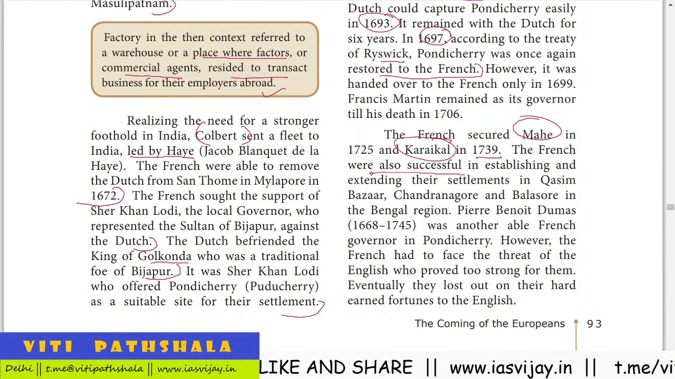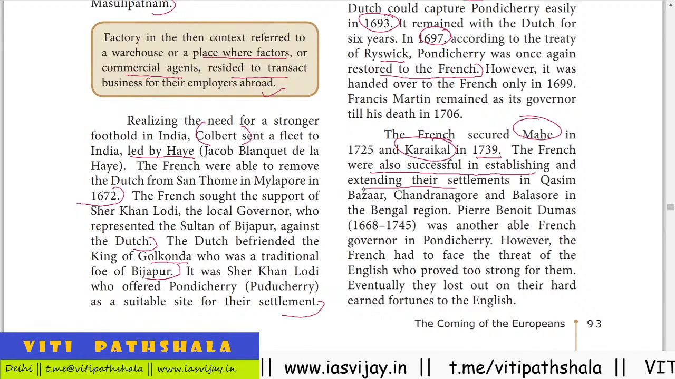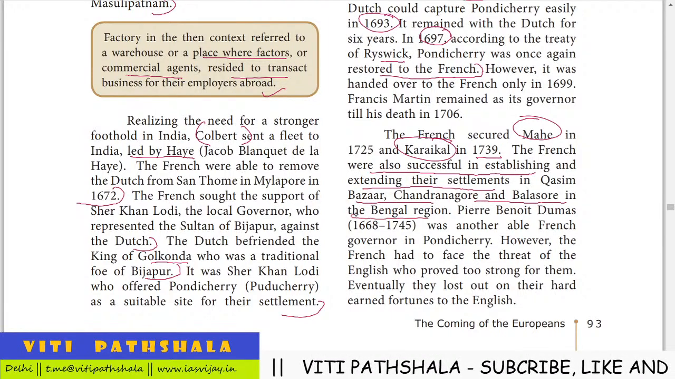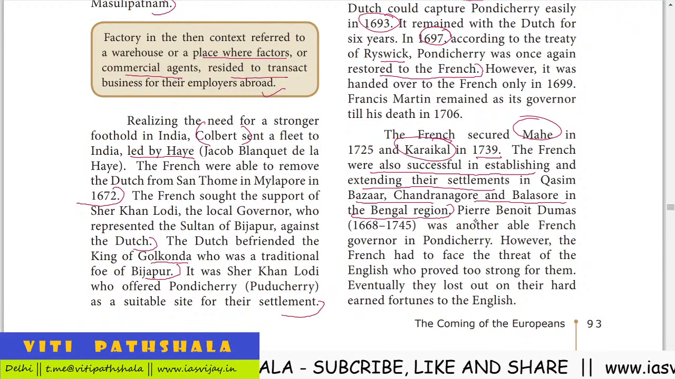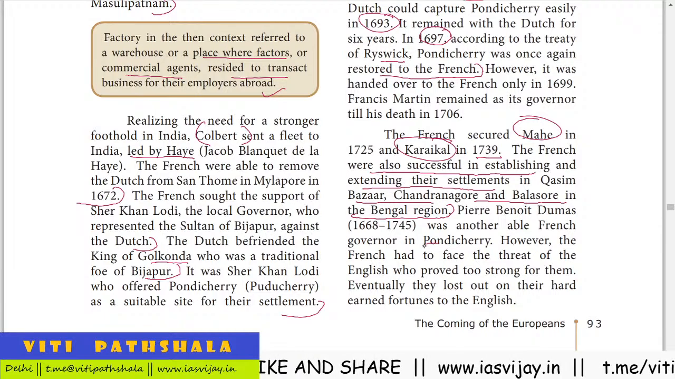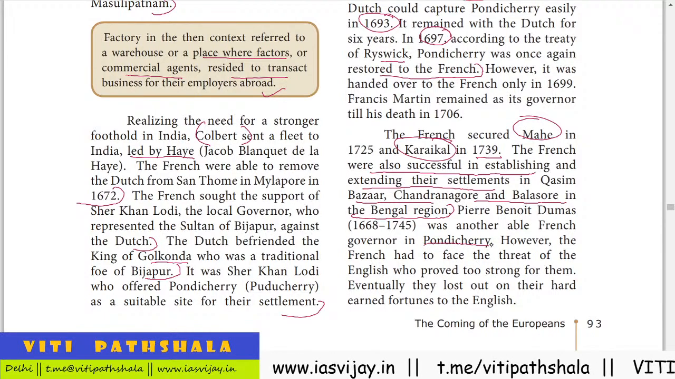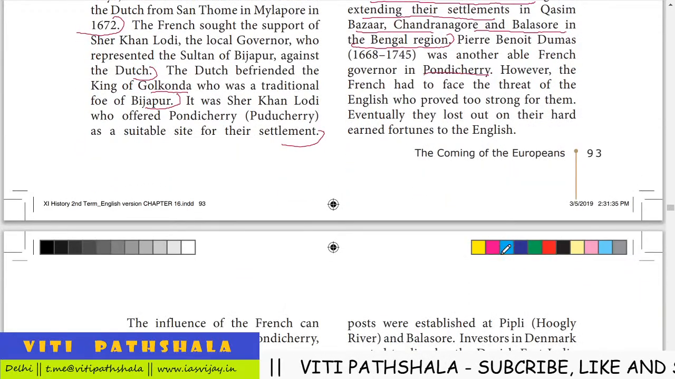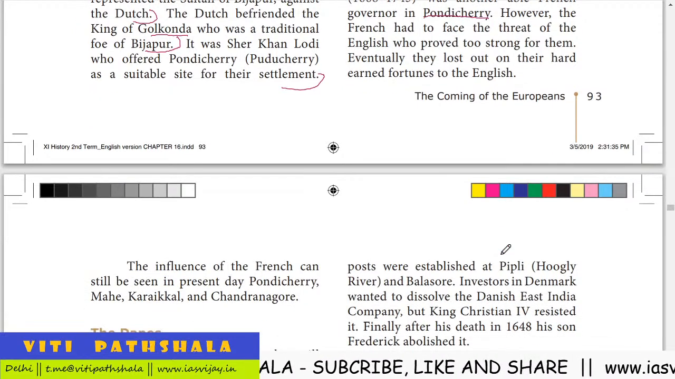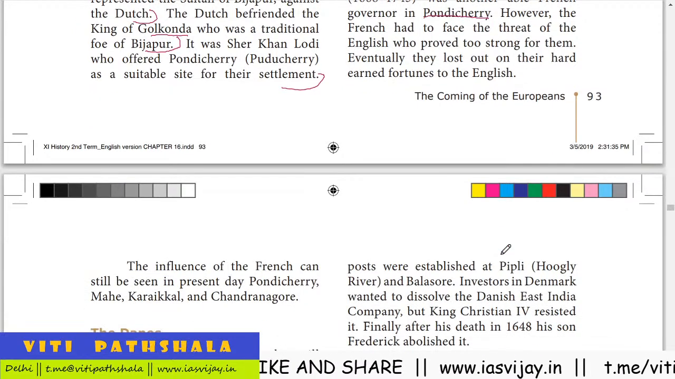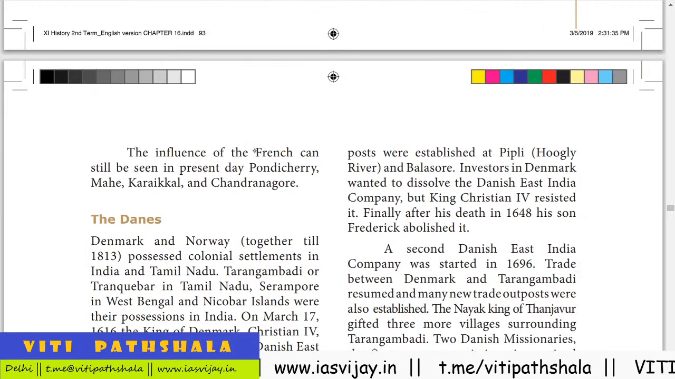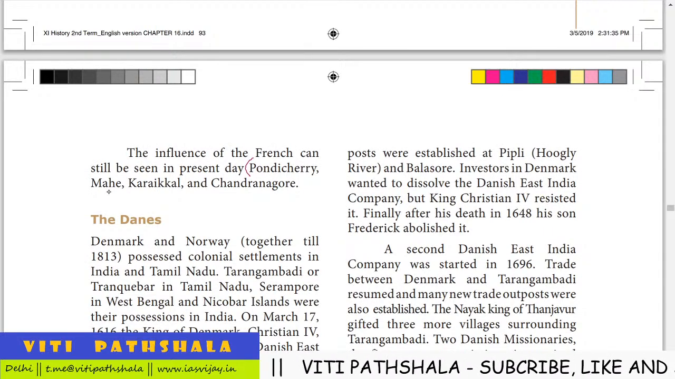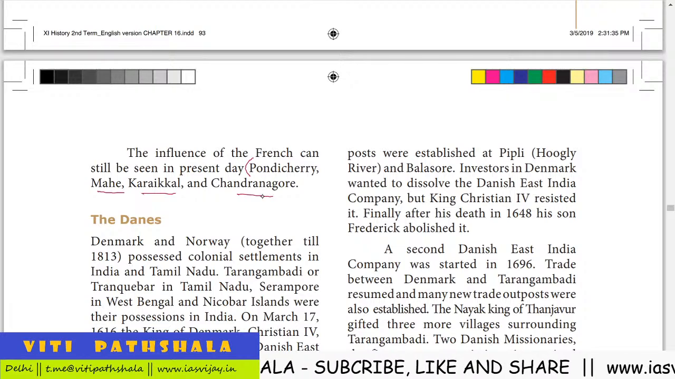The French were also successful in establishing and extending their settlements in Qasim Bazar, Chandranagar, and Balasore in the Bengal region. Pierre Benoit Dumas was another able French governor in Pondicherry. However, the French had to face a threat from the English, who proved too strong for them. Eventually, they lost their hard earned fortunes to the English. The influence of the French can still be seen in present day Pondicherry, Mahe, Karaikal, and Chandernagore.